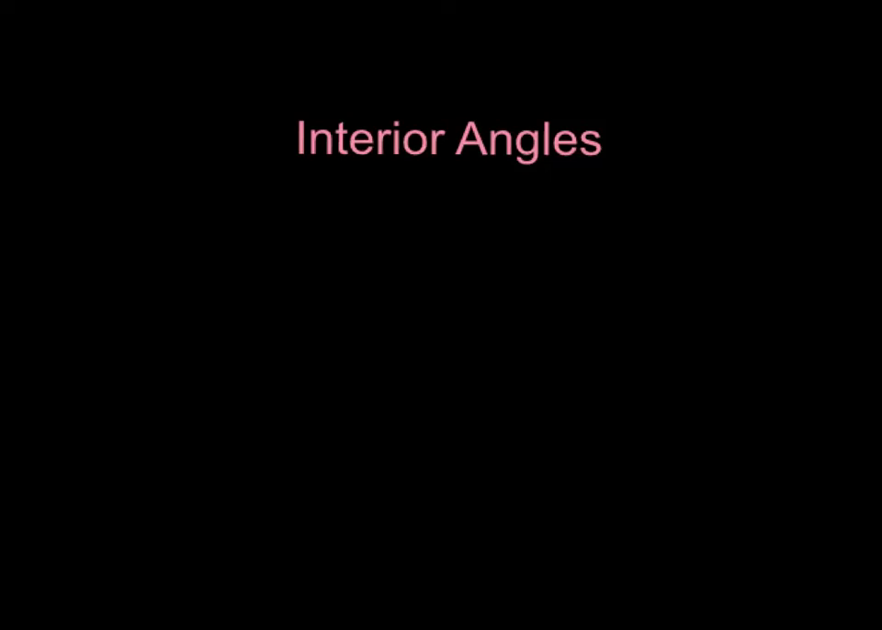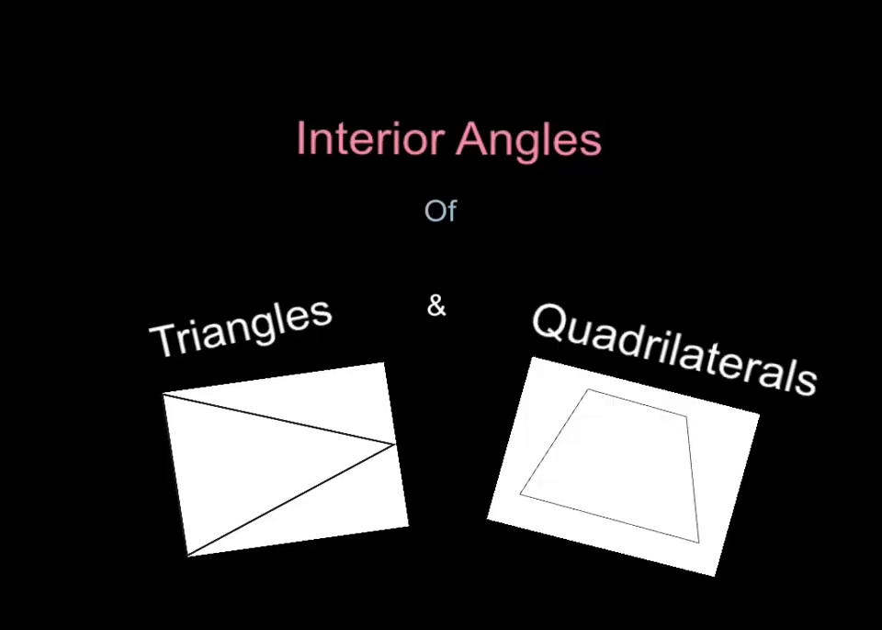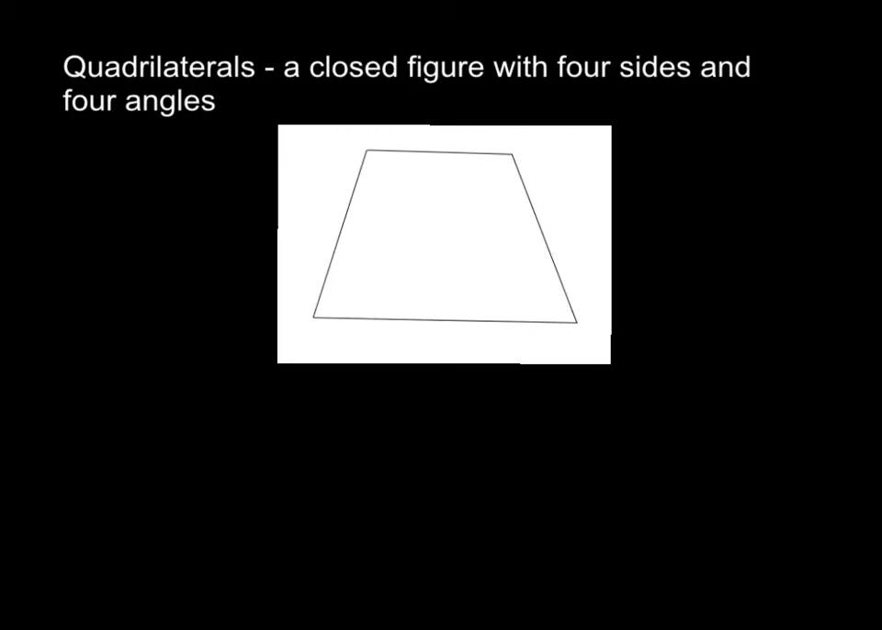In this video, we'll focus on interior angles of triangles and quadrilaterals. We know that triangles are three-sided shapes, but we need to review what quadrilaterals are before we move on. A quadrilateral is a closed figure with four sides and four angles. The figure below is a quadrilateral because it has four sides, 1, 2, 3, 4, and four angles, which is where the two lines meet.